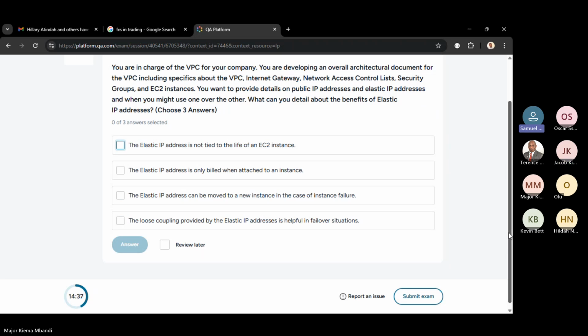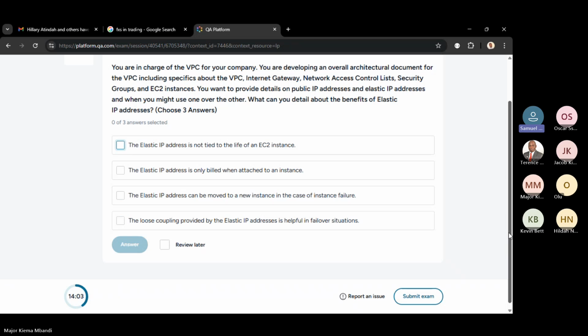You are in charge of a VPC for your company. You are developing an overall architectural document for the VPC, including specifics about the VPC, internet gateway, network access control list, security group, and EC2 instances. You want to provide details on public IP address and elastic IP address and when you might use one over the other. What can you detail about the benefit of elastic IP address?